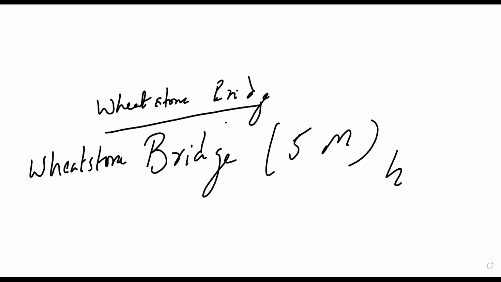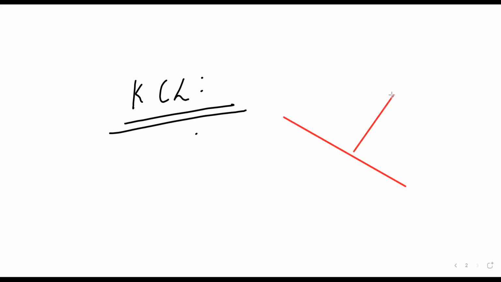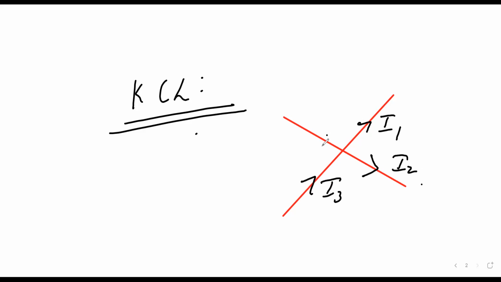Correct. So in the last session I told you about KCL and KVL. So you'll be applying KCL in this. KCL is nothing but, I'd just draw two lines randomly. Then I will draw I1 and I2 going outside, I3 and I4 coming inside. This is my junction J, junction or node, whatever it is called.